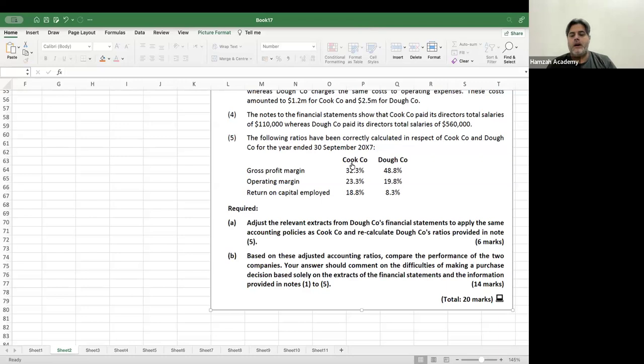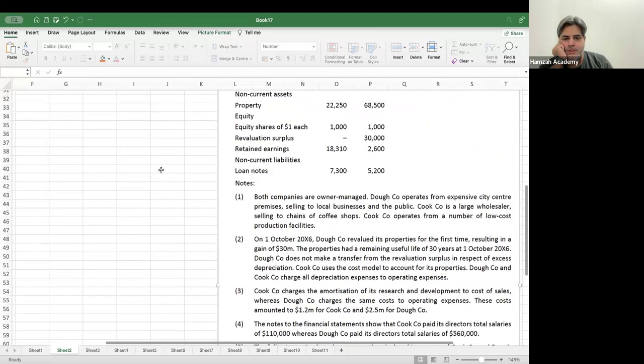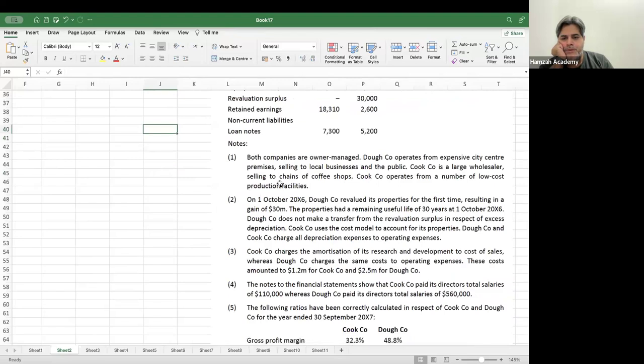Right. So we are obviously going to comment on it, but we also need to talk about the limitations that we normally come across, right? So if I go towards the solution, I am going to adjust the relevant extracts. Okay, so both companies are owned and managed.